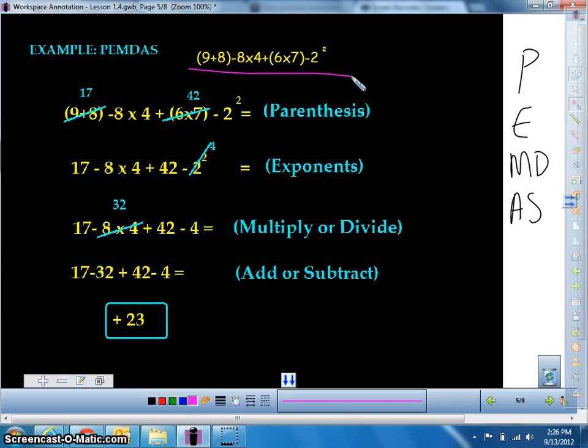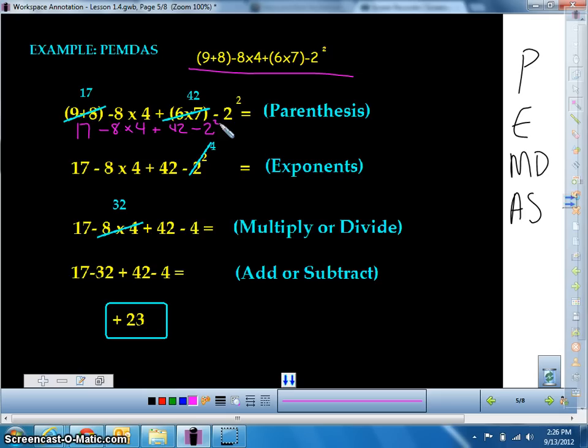So you can see over here, we're going to take 9 plus 8, cross it out, and replace it with the 17. We also have a second set of parentheses, so we need to evaluate that. 6 times 7, we're going to cross it out and replace it with 42. So now, essentially what we're left with is 17 minus 8 times 4 plus 42 minus 2 squared. And for some of you, it's going to help to rewrite those problems so that it doesn't get so messy. When it gets messy, we make mistakes.